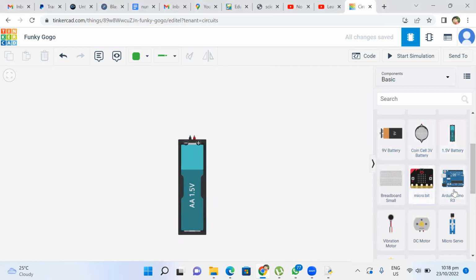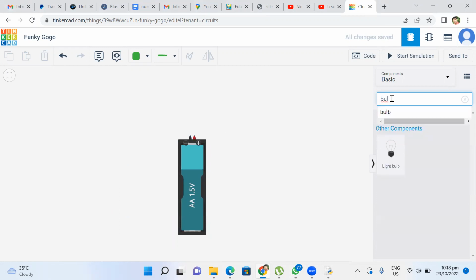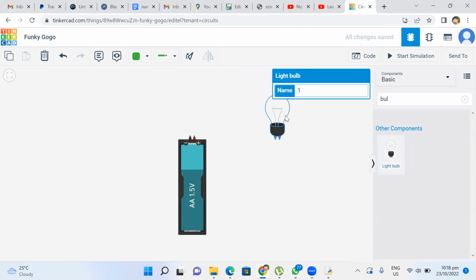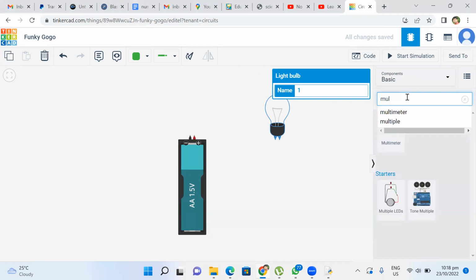Then a 6 volt bulb. I have the bulb, but I'm not sure whether this is 6 volt. Can I get the information of this? It seems not to show, but anyway, let's use a multimeter to measure this.